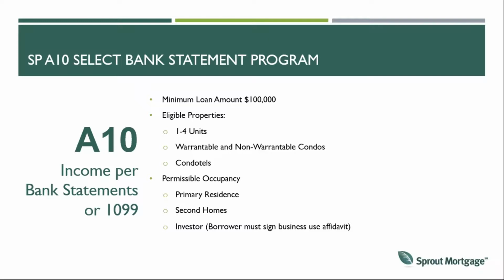The eligible properties are 1 to 4 units, warrantable and non-warrantable condos, and condotels. Permissible occupancy: primary residence, second home, and investor occupancy. But if we're going with investor occupancy, the borrower must sign a business use affidavit.